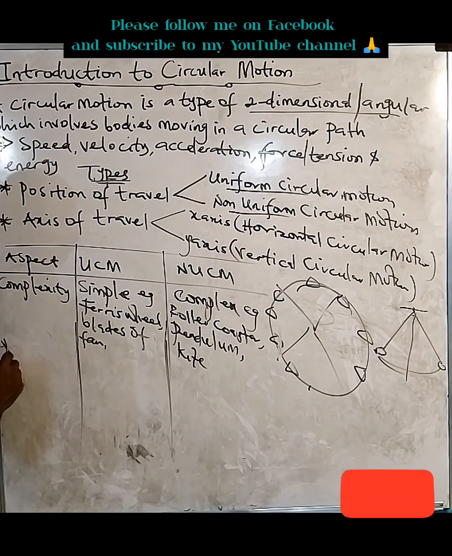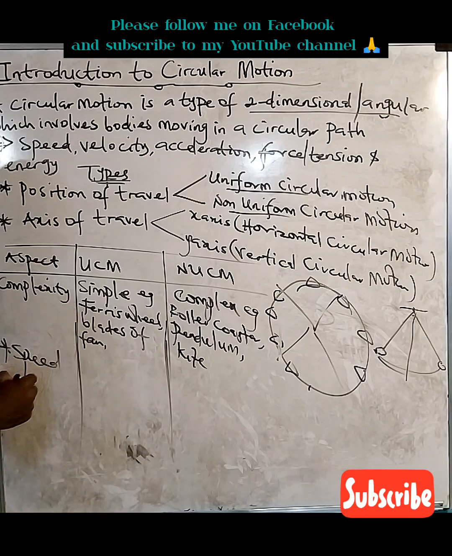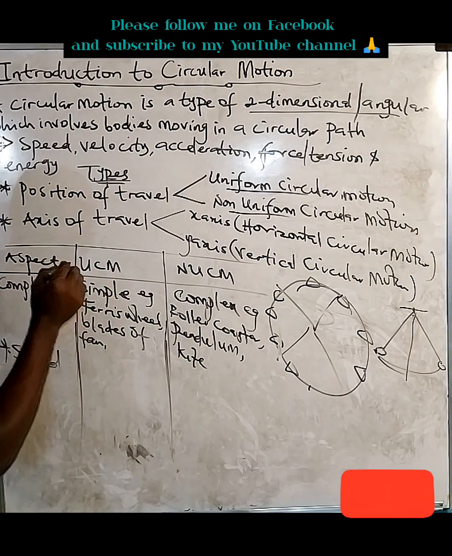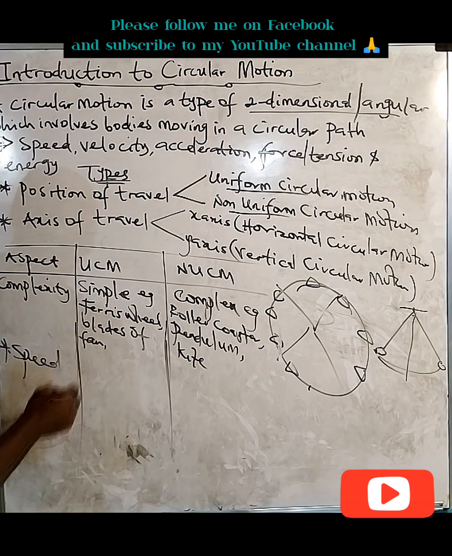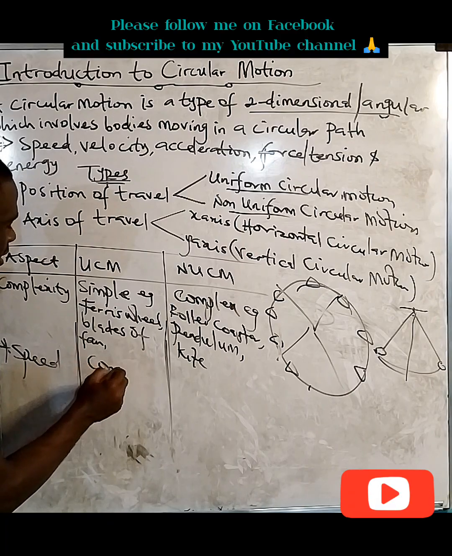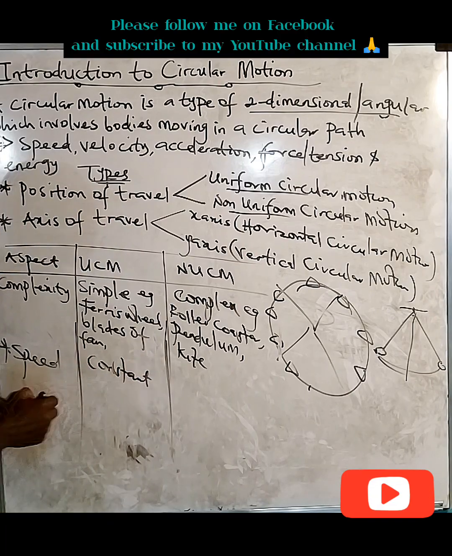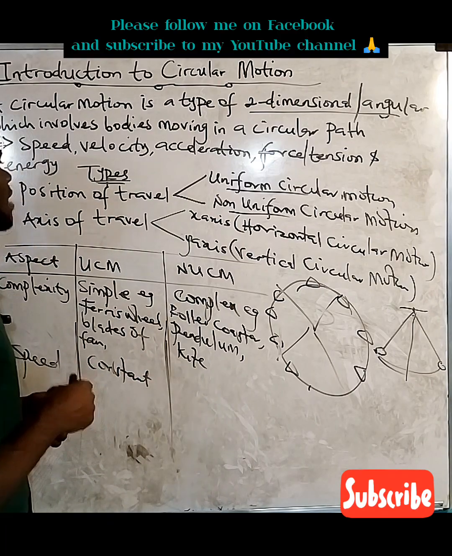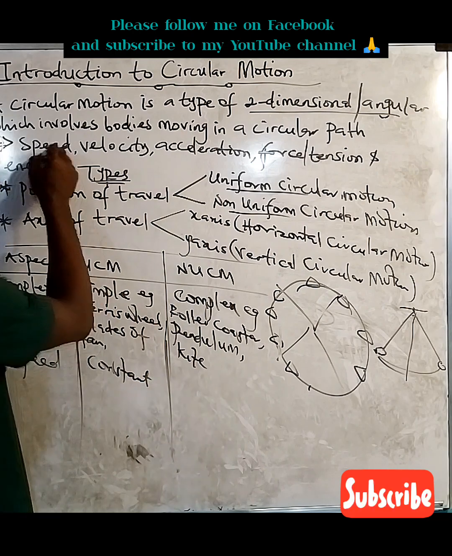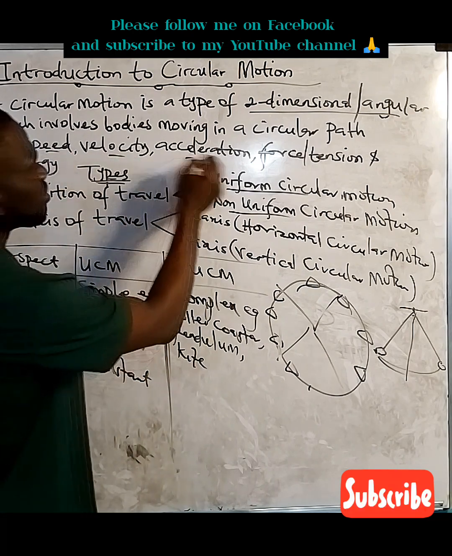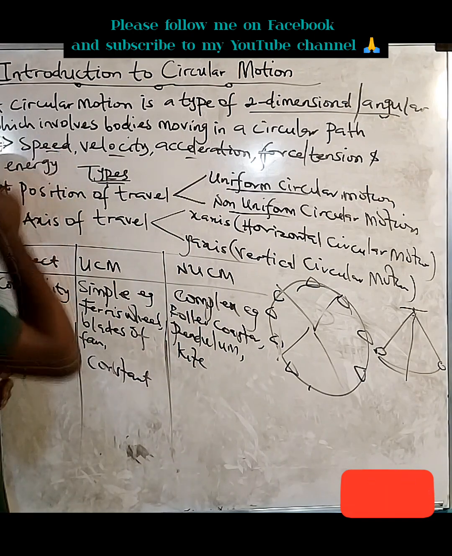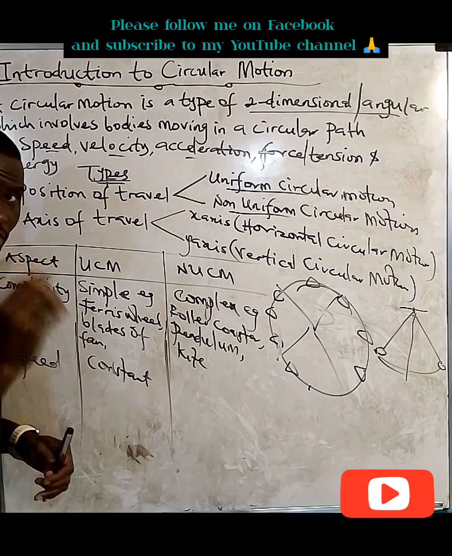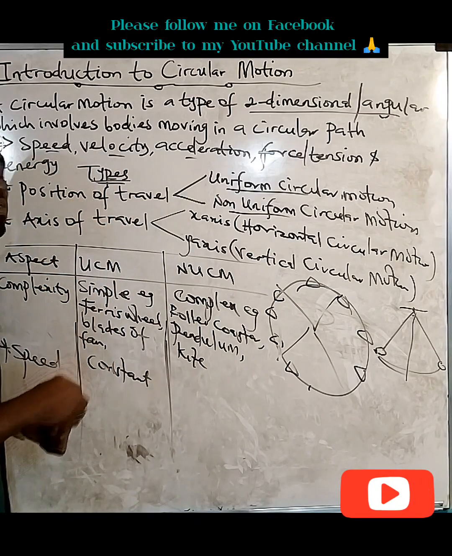Now, the next difference we're going to be looking at is speed. When you look at uniform circular motion, what kind of speed does it have? It has a constant speed. Now, when it comes to circular motion, as I said, we have different parameters. We have speed, we have velocity, we have acceleration. Don't forget, speed is a scalar quantity. Velocity is a vector quantity.